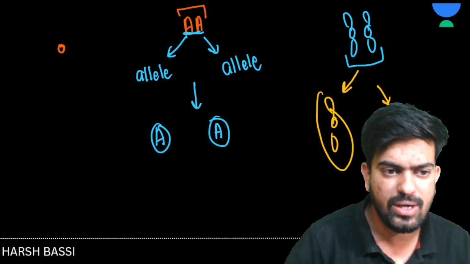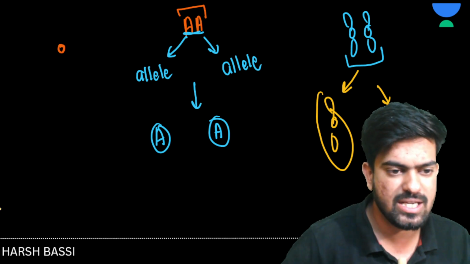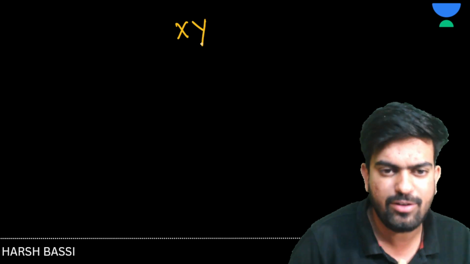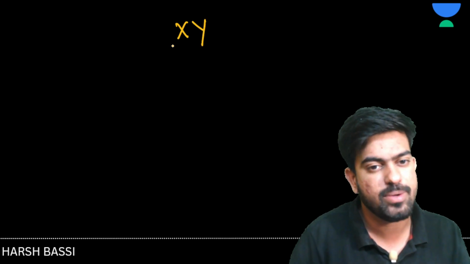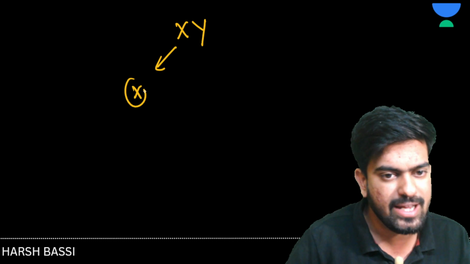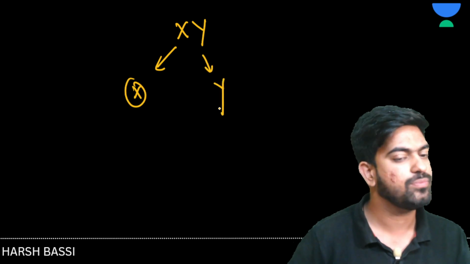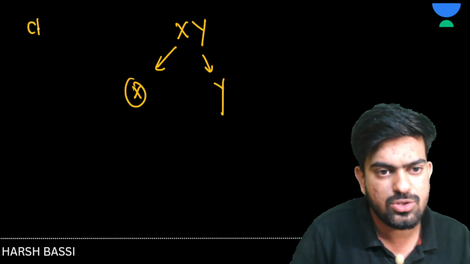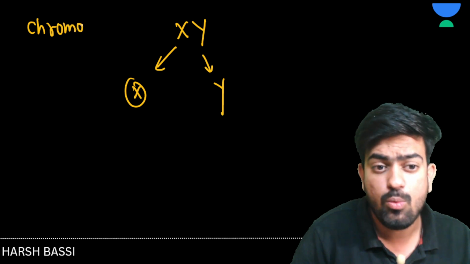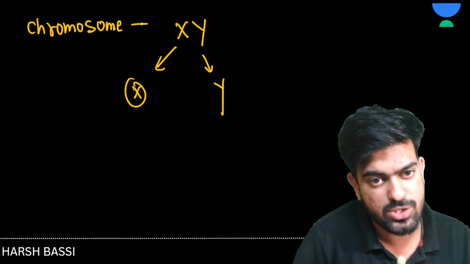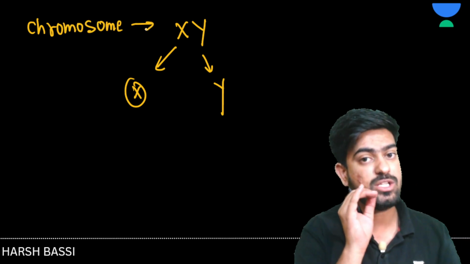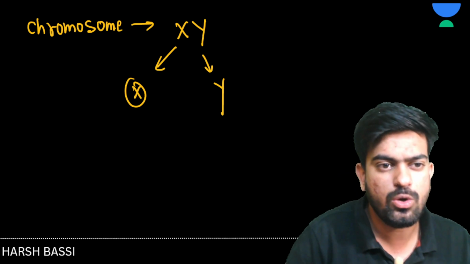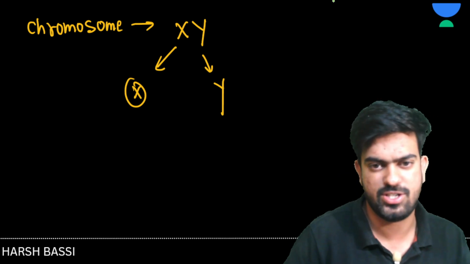If you're not able to understand this, let us understand it like this. See, you have X chromosome and Y chromosome. During gamete formation, X goes in one gamete and Y goes in the other gamete, right? So we talked about the chromosome. Whatever you are doing, pay attention here. If you pay attention here, then you're going to understand the toughest part of genetics.